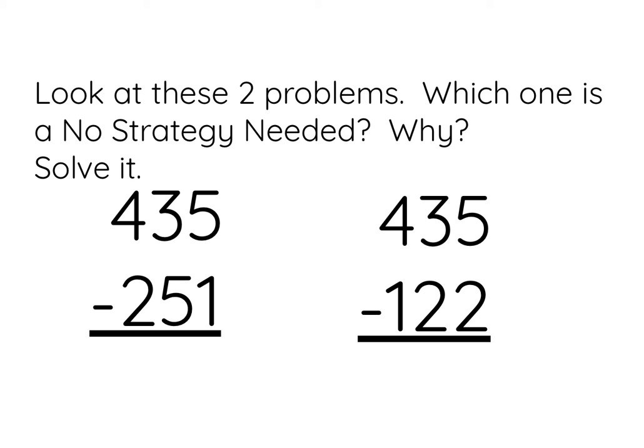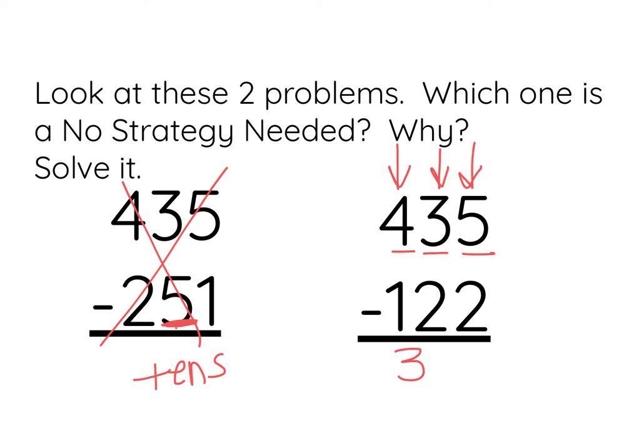Again, we're looking for the larger digits. If they're on the bottom, we need a strategy. Notice that 5 right there. That 5 in the tens place is the larger digit. So we need a strategy because of the tens place. Over here, big digit, big digit, big digit. So just subtract each column going straight down.